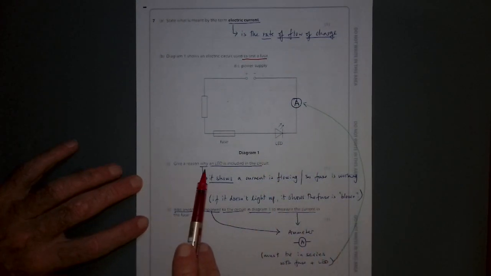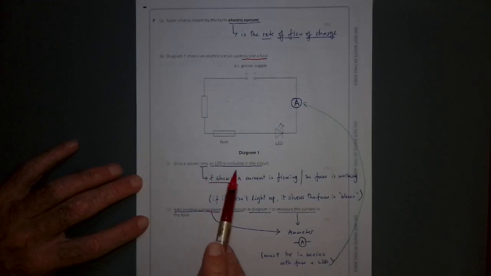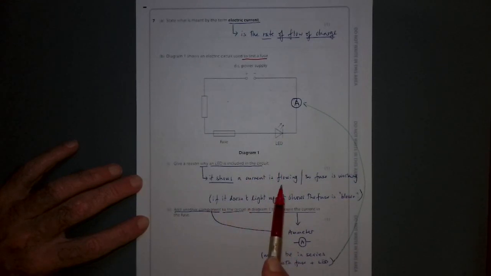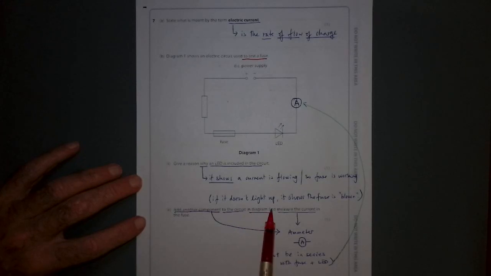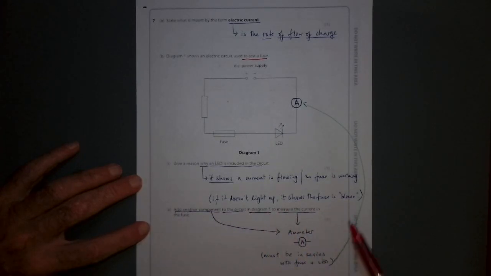It says give a reason why an LED is included in the circuit diagram. Well, the LED is basically emitting light, and it shows the current is flowing. So if the current is flowing, that means the fuse must be working. So that's what they want you to know to test the fuse. If it doesn't light up, it shows the fuse is blown. So that makes sense.